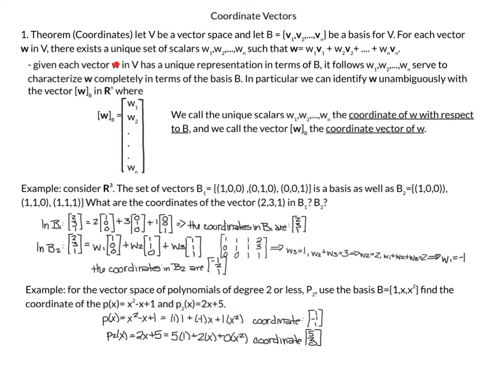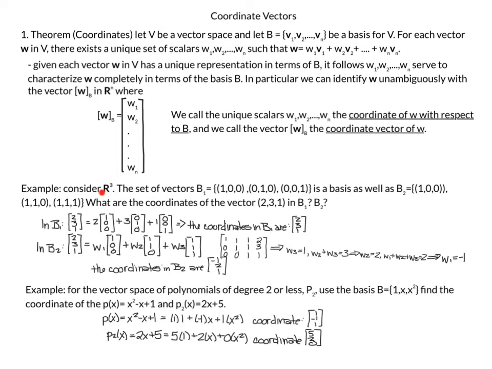So given each vector w in V, there's a unique representation in terms of the basis vectors, and it follows that these unique scalars serve to characterize our vector w completely in terms of our basis B. In particular, we can identify our vector w unambiguously just by listing out our scalars. Often we'll say the coordinates of w with respect to basis B, and then list the coordinates. We call these unique scalars the coordinates of w with respect to B, and we call the vector w with the subscript B the coordinate vector of w.